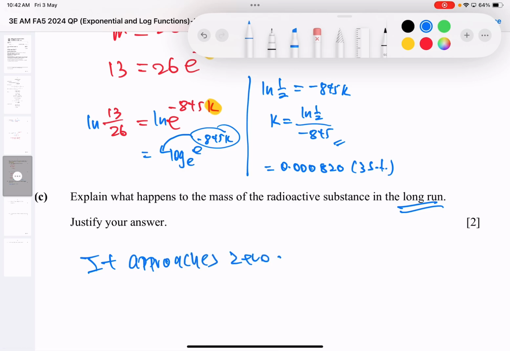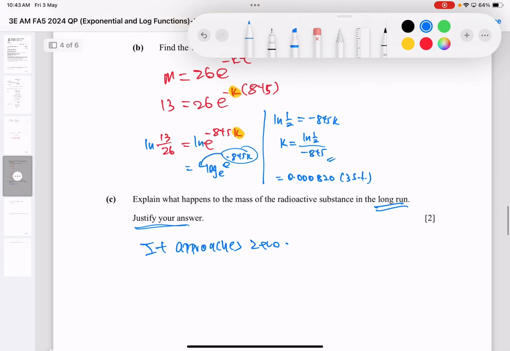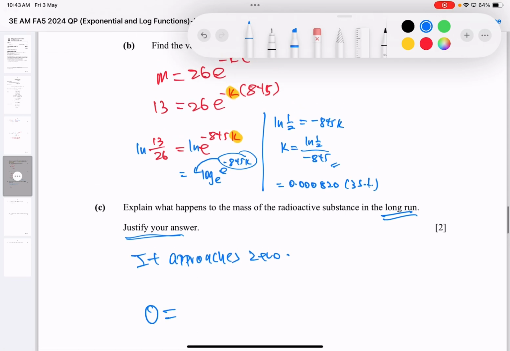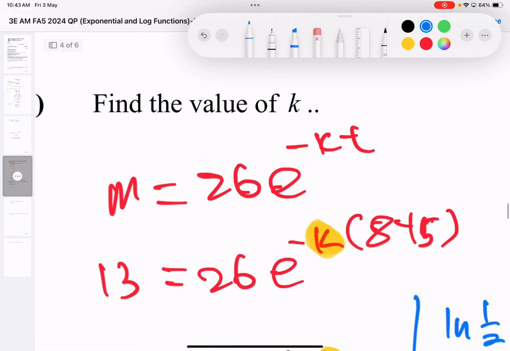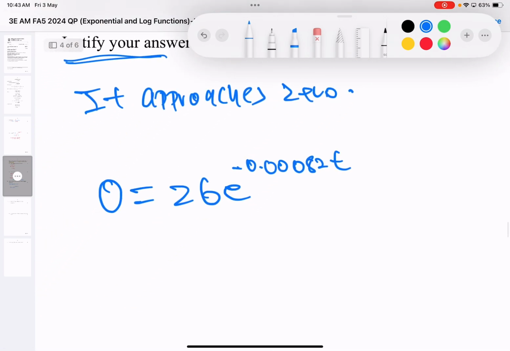Can it be 0? They say justify your answer. So you actually need to prove it mathematically. If they use the word justify, you need to prove it mathematically. Let's try to make it 0. That means when I let mass be 0, 0 equals 26 e to the power of negative kt, where k is 0.0082. I want to find the time that will allow me to get 0. So let us try to do this.